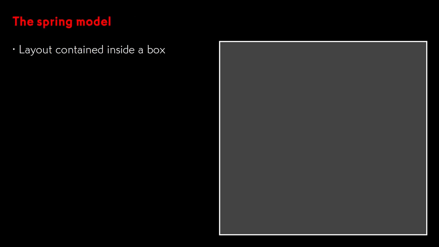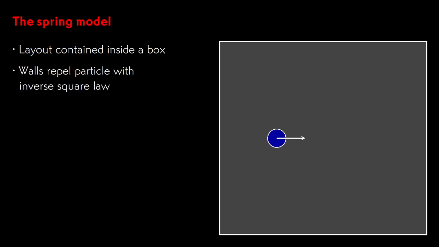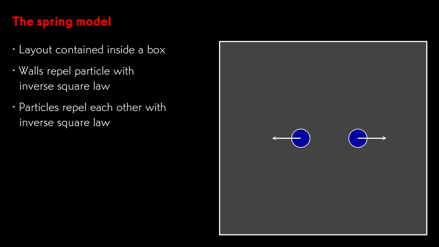One popular way to set up this sort of layout is to model it as a set of particles joined by springs. We confine the position of the particles to be inside a box. We set up a force that acts between each of the four walls and each particle that repels the particle proportionally to the inverse square of the distance to the wall. Particles also repel each other with a force proportional to the inverse square of their distance.